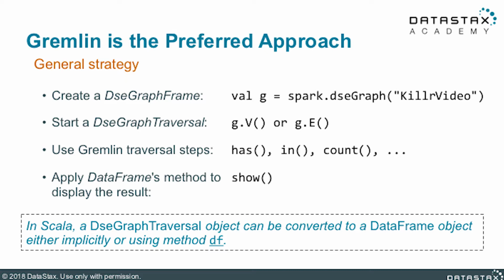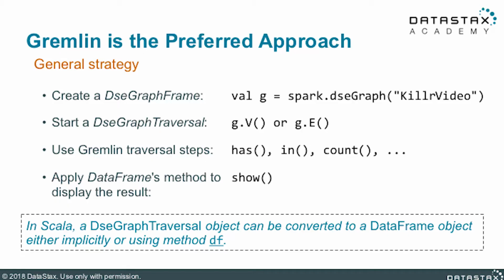First, we create a DSE GraphFrame for a particular graph that exists in DSE Graph. We call method dseGraph for killrvideo on the Spark session object. Second, we begin our traversal with methods V or E, just like a regular Gremlin traversal. Next, we use Gremlin steps such as in, out, both, has, and so forth. Finally, we use a method that can trigger computation in Spark, such as DataFrame's show in this example.